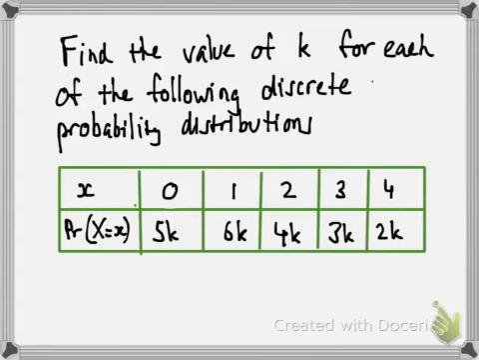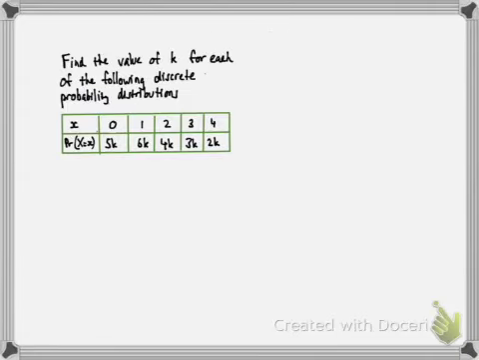Find the value of k for each of the following discrete probability distributions. Okay, so we've got our x values, 0, 1, 2, 3, 4, not relevant. We've got our probabilities, which are relevant, 5k, 6k, 4k, 3k, and 2k. What are we going to do? William, you've got a suggestion? What do they all have to add up to? 1. Okay, so would a good strategy be to add them up and make them equal 1? Yeah, let's do that.